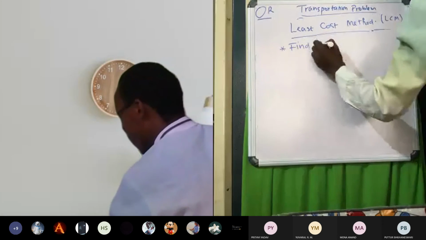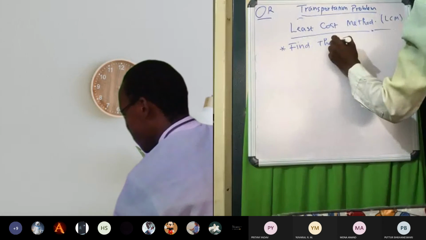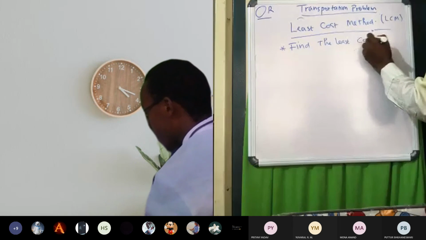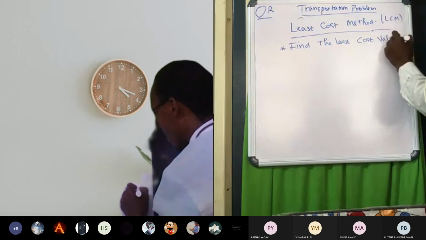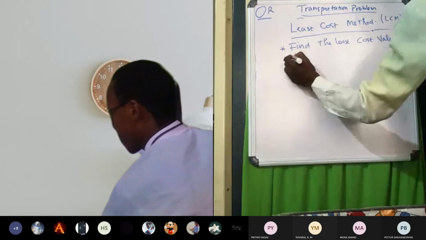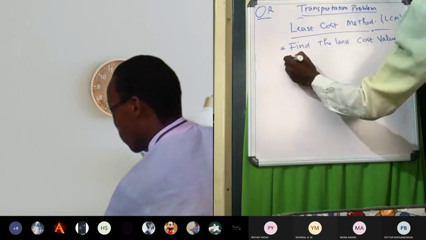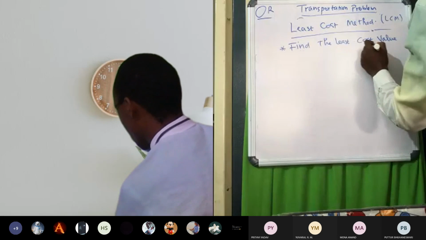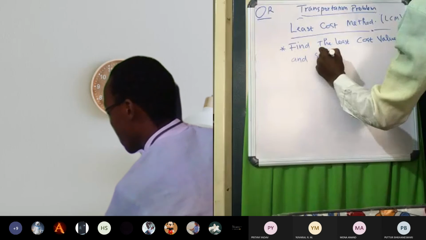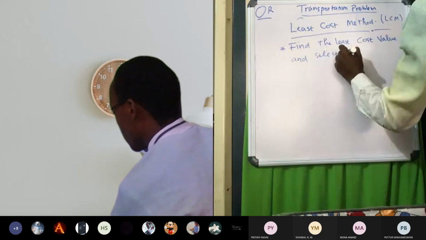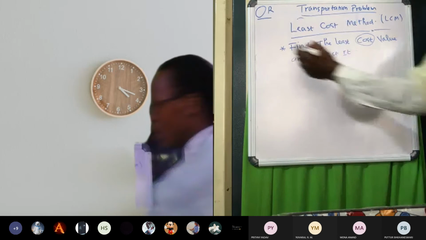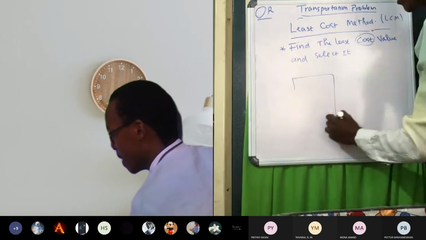Find the least cost value and select it. Select it. Remember, the cost is identified in the cells. Look at this. Let me write here first so you can understand.